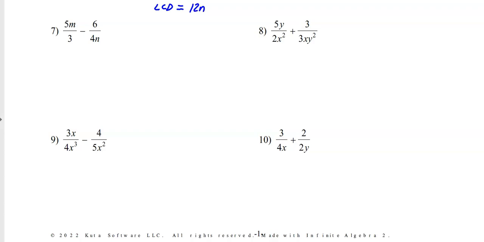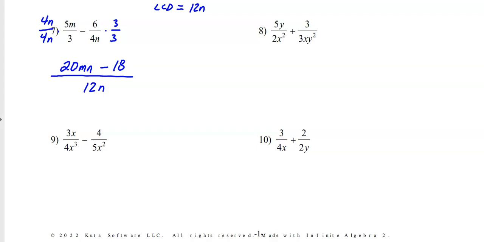So I could multiply the tops, both sides, by 12n. I'm going to multiply this side by 3 over 3. And I'm going to multiply this side by 4n over 4n. So that way I'm going to get a 12n on the bottom, because now I have like terms. So this is going to be 20mn subtract 18. There's my top. And on bottom, I'm going to have 12n here.